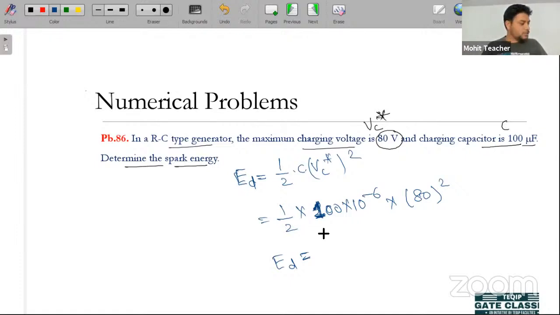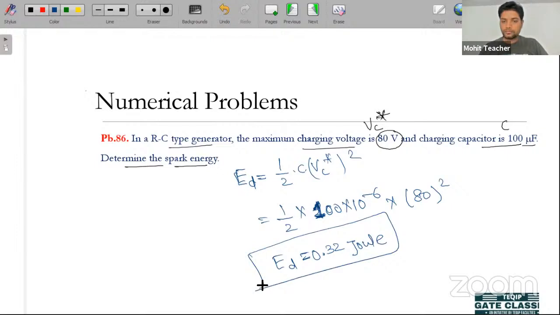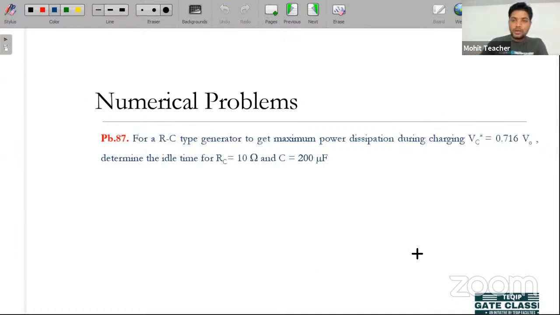Yeah, right. This is 0 point. I'm also getting the same. That is 0.32, whatever the value that we are getting, because that is representing the energy. Okay, so we will write the unit, that is joule. Please keep in mind this one also. So is it clear? Let's move to the next one.